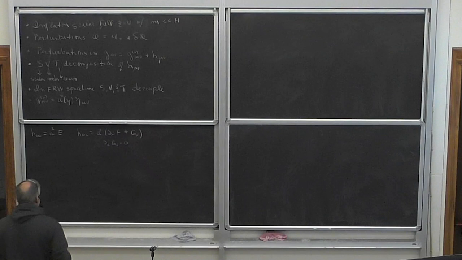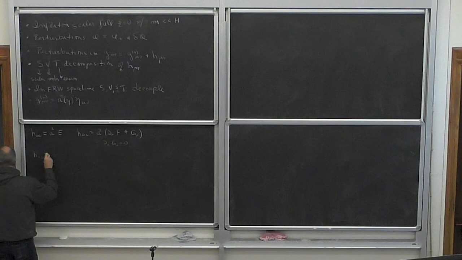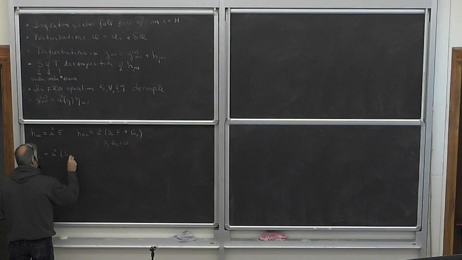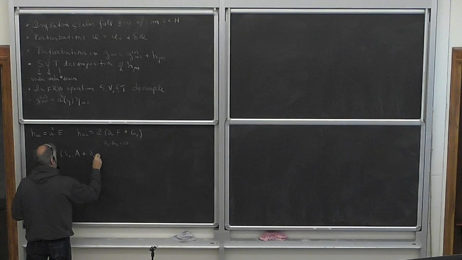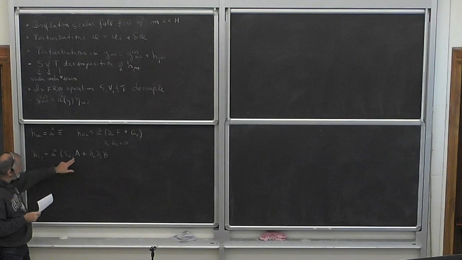And hij is going to involve several terms. Again, it's going to be a squared, delta ij times A, plus di dj of a scalar B. These are scalar perturbations. A and B transform like scalars.